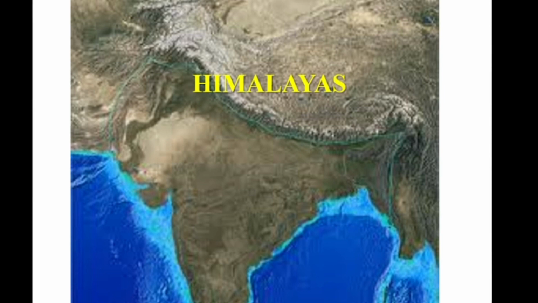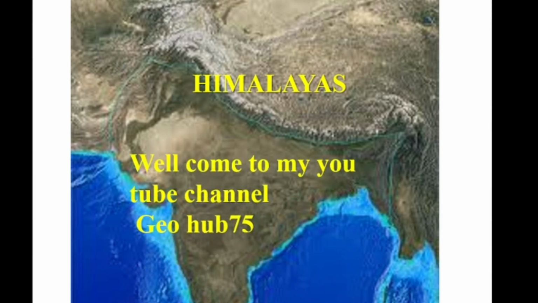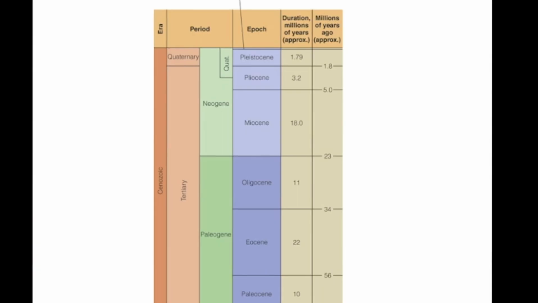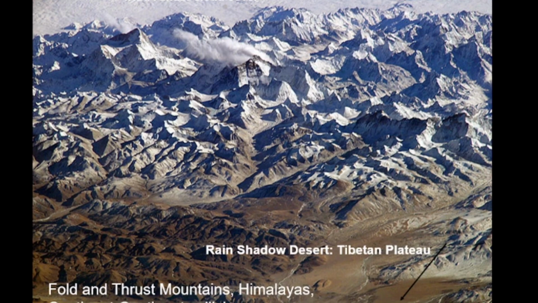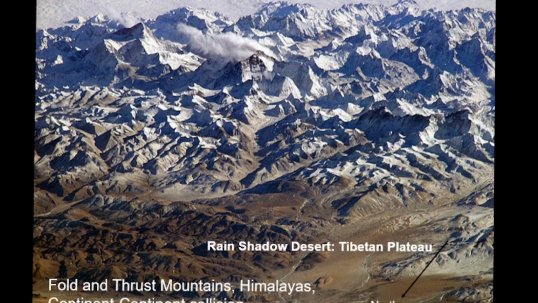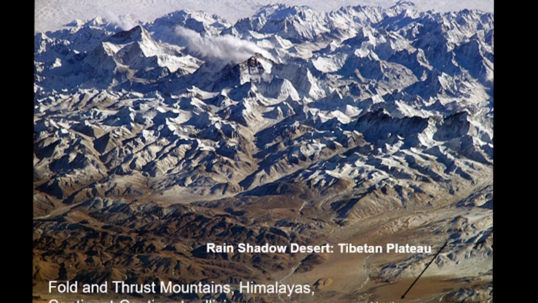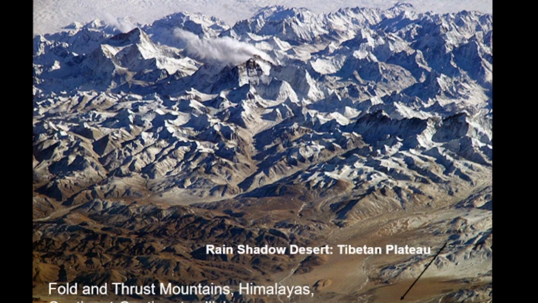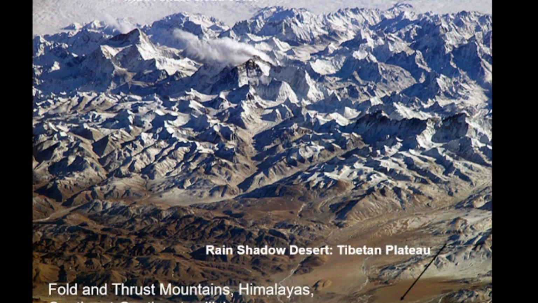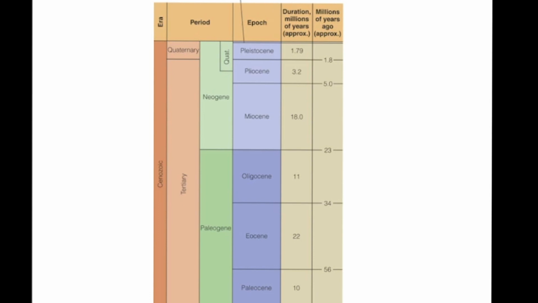What is the evidence that we have to say that these mountains collided with each other? Next we have a little about these pictures: the fold and thrust mountains, Himalayan continent collision in the northern region of Pakistan. We have the Tibetan Plateau, which is evidence of a huge mountain formed on the northern side.